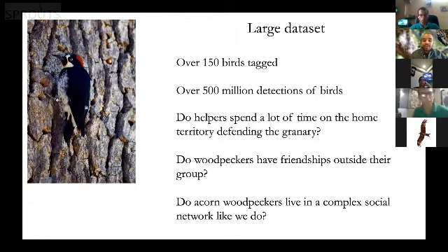And finally, do acorn woodpeckers live in complex social networks like we do? Do they have groups? Do they have an organization like Sprouts, where we belong to completely different families, but we have a common organization called Sprouts that we all relate to and work for and work with? And so finally, we're taking a close look at how social networks evolve in animals as well.